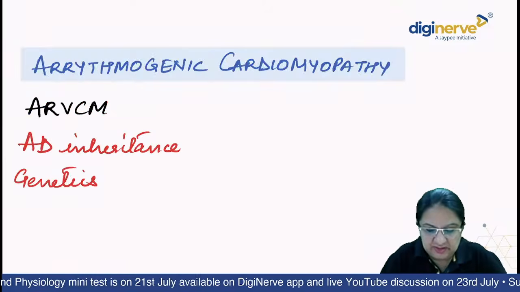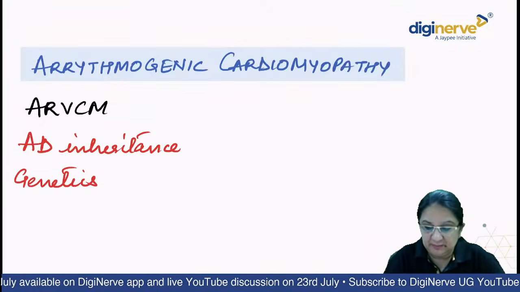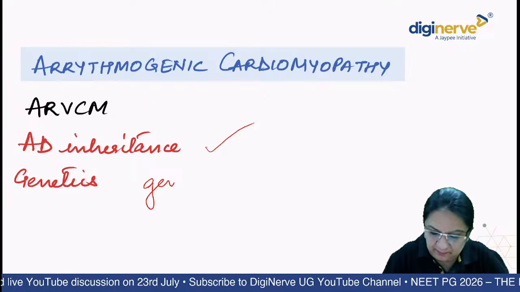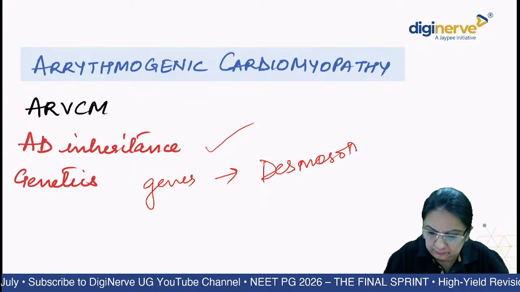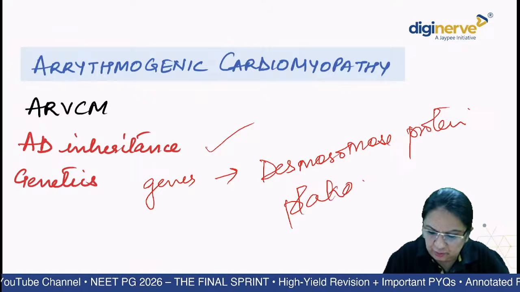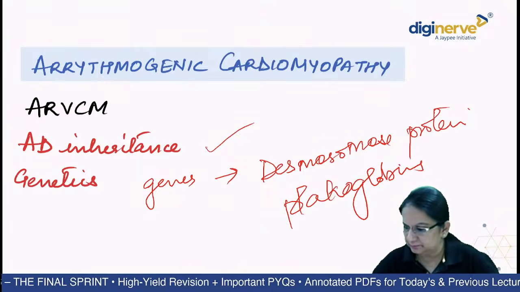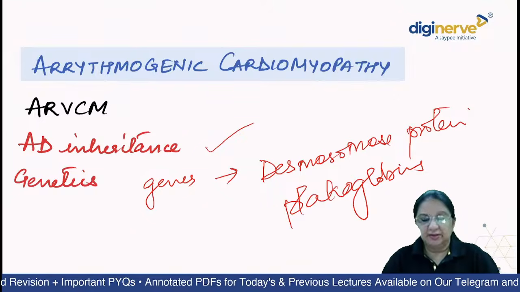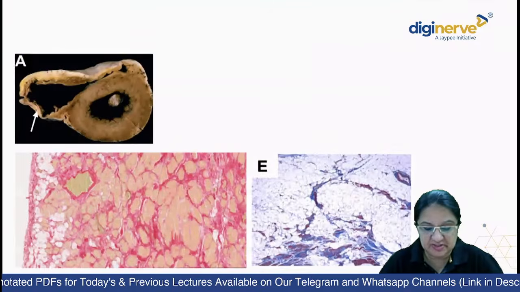Okay. We also have something called arrhythmogenic cardiomyopathy, arrhythmogenic ventricular cardiomyopathy. It's autosomal dominant inheritance, and there is mutation in the genes encoding desmosome protein, or plakoglobins, right? Desmosome protein or plakoglobins. Right. Patients usually present with sudden death. Young adults, especially athletes, they usually present with sudden death.